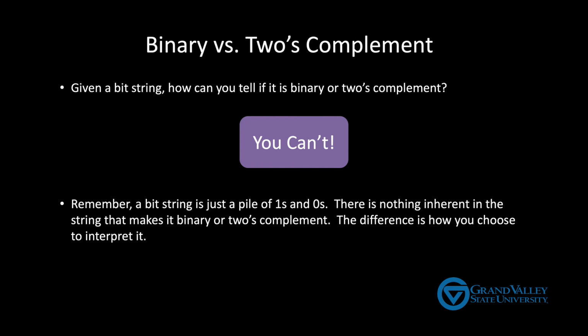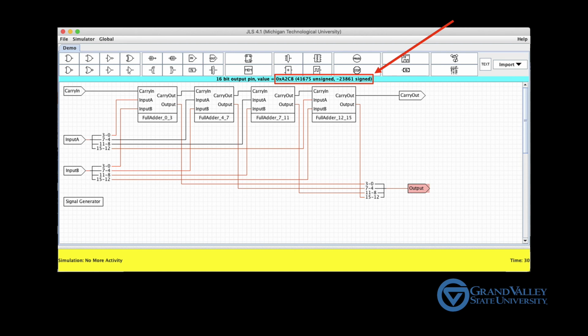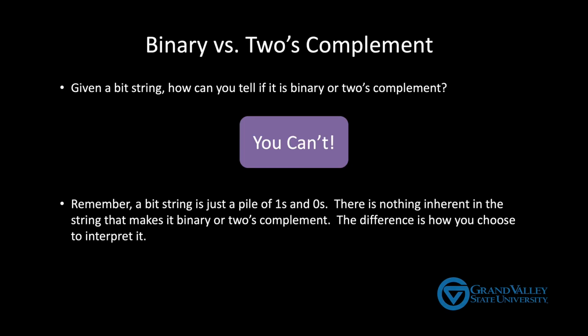That's why when you look at wires and pins in JLS, you see both the binary and the 2's complement value. There's nothing about a circuit that determines what the wires mean. Their only meaning is the meaning that you give them when you look at the wires. That may be a confusing idea for the moment. I remember it took me a little bit to get my head around it. We'll be sure to revisit it a few times throughout the semester.